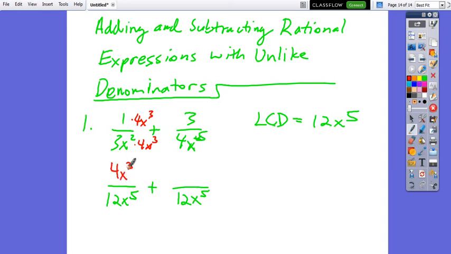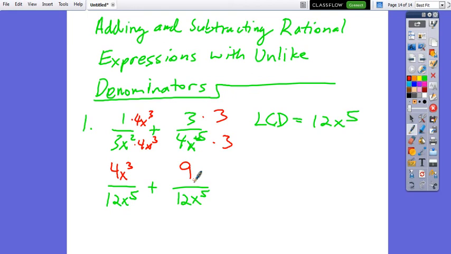Now, in the second fraction, what did I have to multiply by 4x to the 5th to get 12x to the 5th? Just 3, right? So 3 times 3 is 9. So the final step, well, sometimes it's the final step. In this case, it is the final step, is to just combine your numerators.